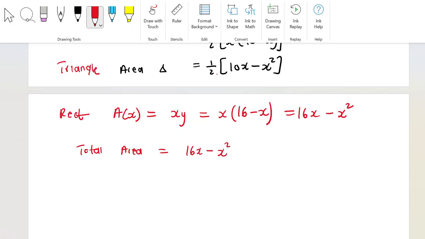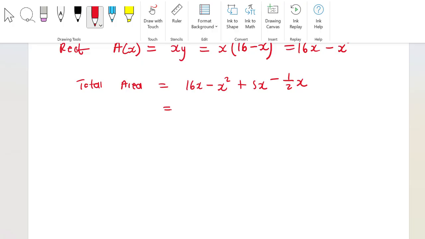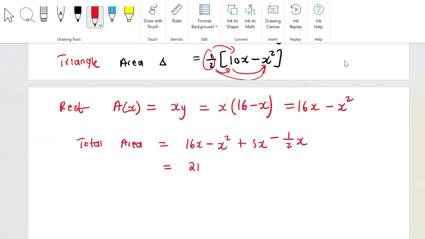Now, let me just distribute this one inside, right? So a half multiplied by 10 is going to be positive 5x, and a half multiplied by that is going to be minus a half x. Well, if I do that, I have 16 plus 5, which is 21. And what is negative 1 minus a half? If we say 1 plus a half, we will get 3 halves. So it's minus 3 over 2 x squared. Now this is the area as a function of x.